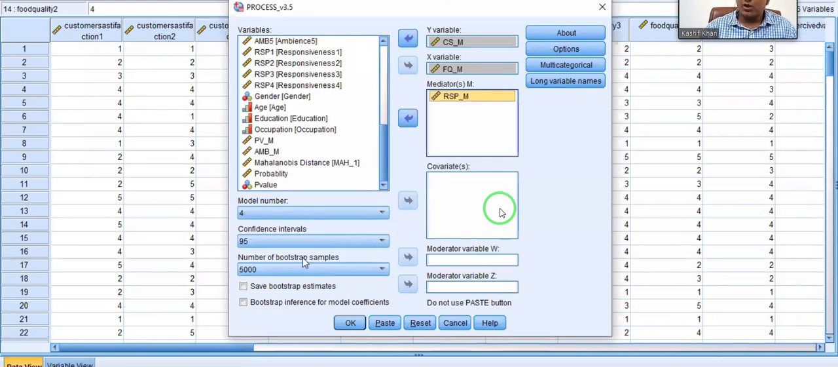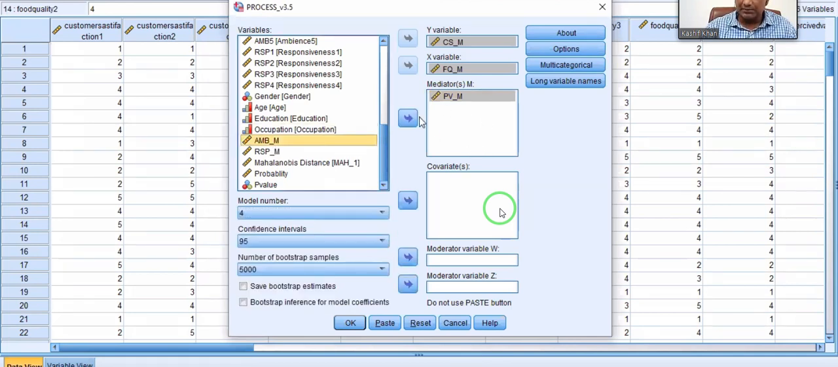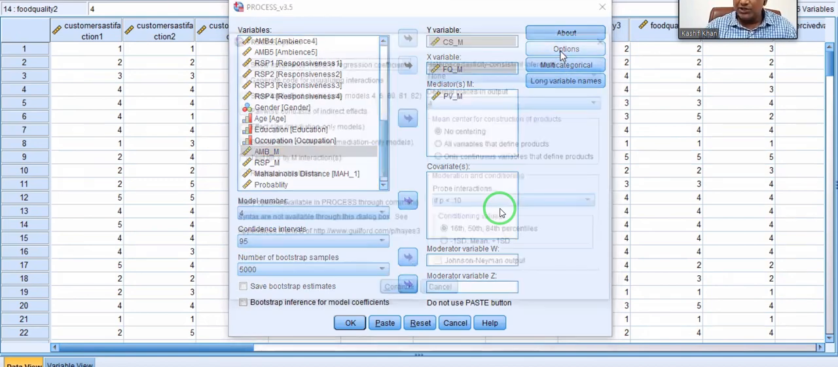We're saying that food quality is good, but food quality turns into perceived value. Okay, let's take perceived value. So we're saying food quality results in perceived value, which results in customer satisfaction. I'm taking 4 here, and look, I cannot put it here, right? So I'm taking only those 3 here, model 4, confidence interval 95, and now I'm doing mediation.